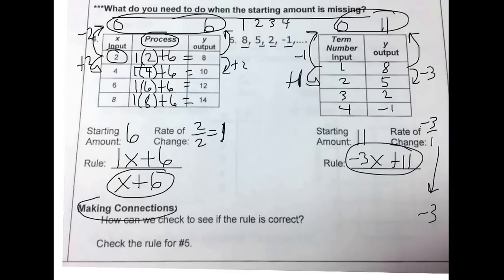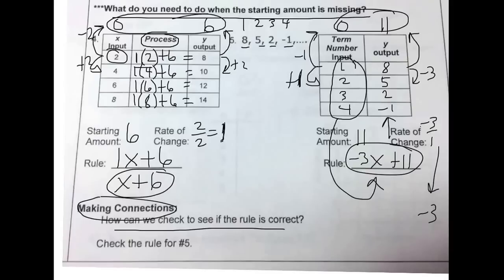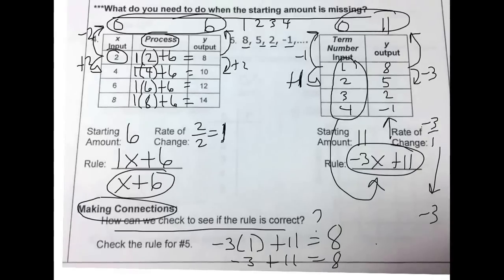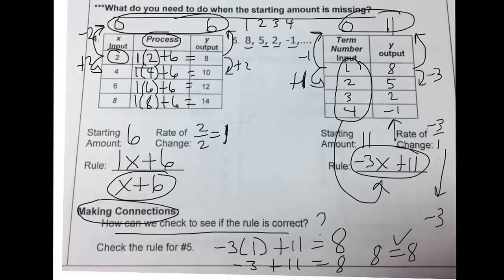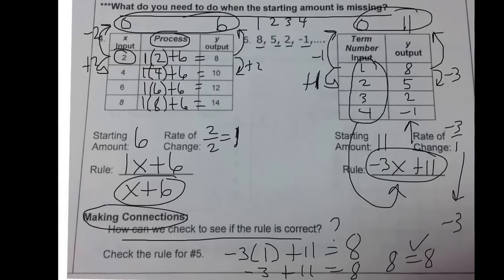Alright, down here it says making connections. How can we check to see if the rule is correct? Okay. So what we would need to do is check to see, do these numbers, when they're plugged into here, produce these numbers over here? So I would take the rule, -3, plug in my 1, add 11 to it, and I'm basically asking myself, does this equal 8? So -3 times 1 is -3, plus 11, does that equal 8? -3 plus 11 is 8, 8 equals 8, and so it does work. And you could try that for all of the numbers in there and make sure they work.